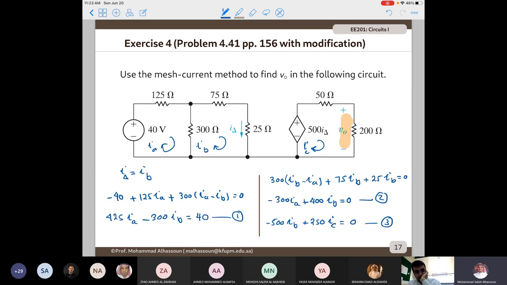Okay, Omar. Doctor, in the exam, will we be asked to use the mesh current method, or are we supposed to figure it out? No, in the exam, you will be asked specifically to use a specific method. If you use the other method, you'll get zero.